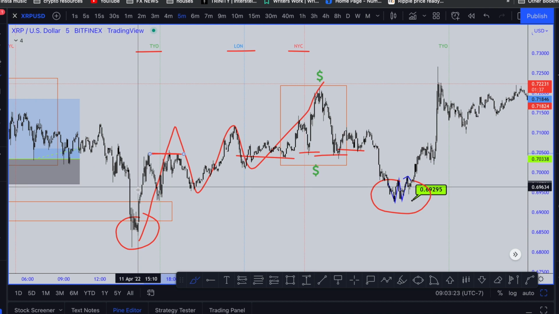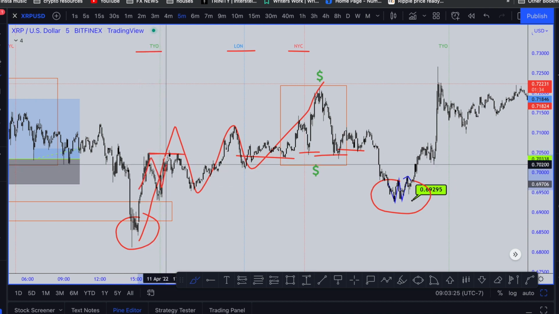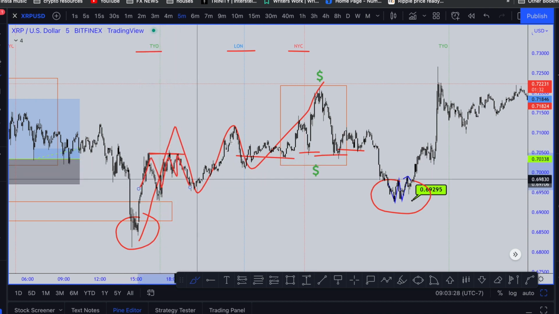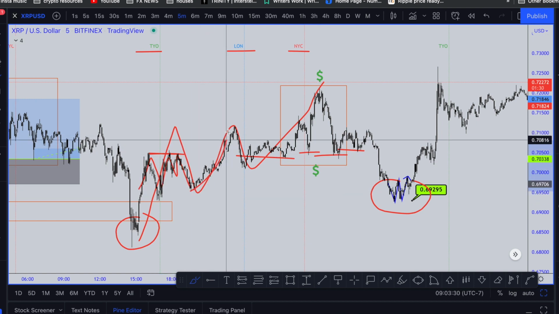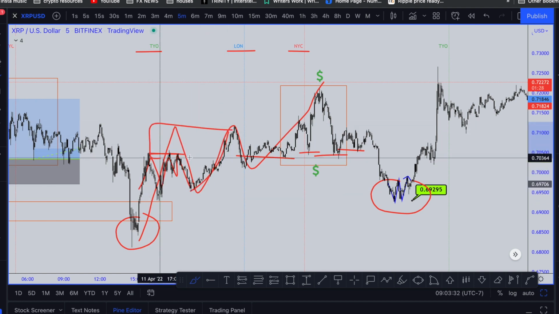Look at this. Triple top formation, retail resistance. People were trying to sell this triple top formation. The banking institutions came, pushed price up after giving themselves discount and liquidated all of these areas.